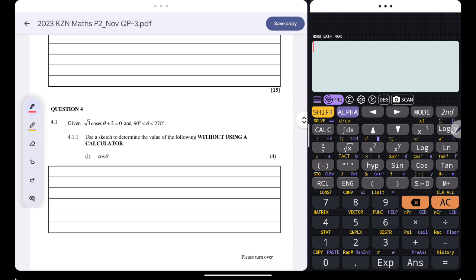I'm about to do a KZN question paper. It's a grade 10 mathematics paper 2, which was written in the year 2023. Yes, it was a final exam.